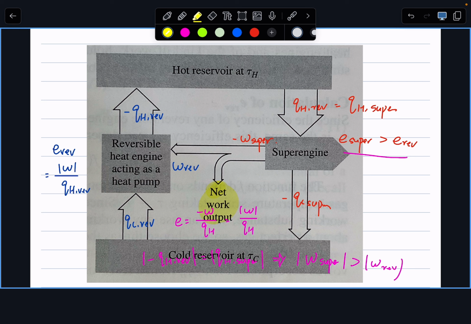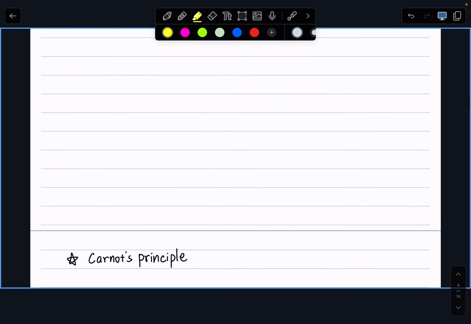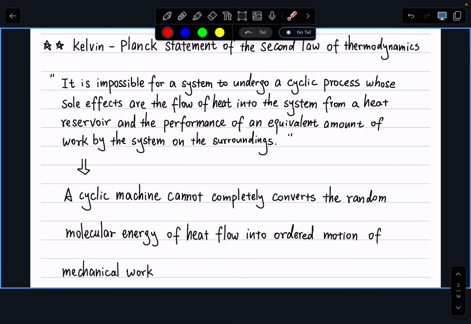All right, so in this hypothetical, if there exists a super engine that is more efficient than the reversible engine, the only effect coming out from this hypothetical cyclic process is output of work from heat transfer. So this violates our second law of thermodynamics. If we go back to the original statement of those confusing sentences, it says a cyclic machine cannot completely convert the random molecular energy of heat flow into ordered motion of mechanical work. And that's the same as the Carnot principle, saying a reversible engine is the most efficient engine. All right, so in this part, we're using the second law of thermodynamics to prove that a reversible engine is the most efficient engine.